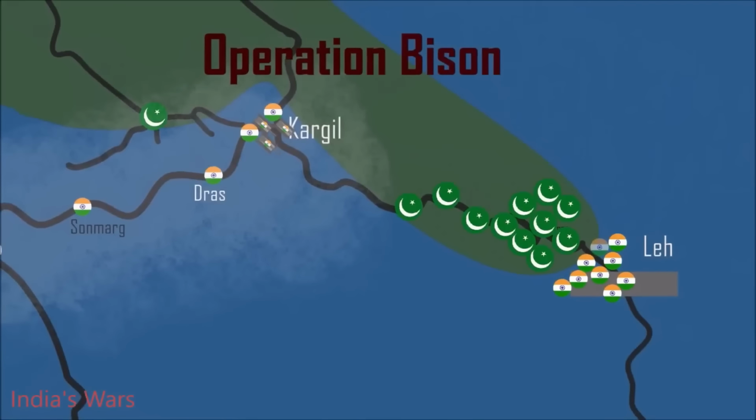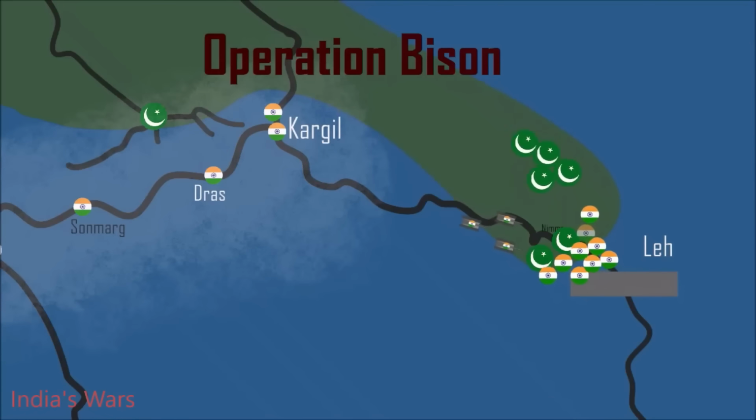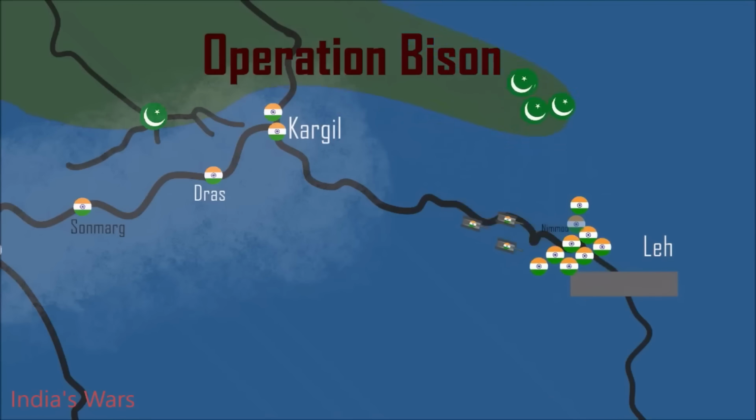With Kargil in Indian control and with Leh having strong numbers present with them, the Indian side launched simultaneous attacks on enemy positions between Kargil and Leh. The enemy, surrounded from both sides, quickly fled the battle scene, leaving all the stockpiled ammo behind. With this, Operation Bison was successful.